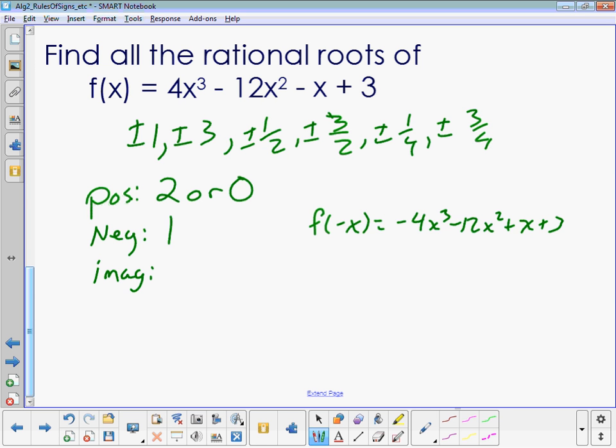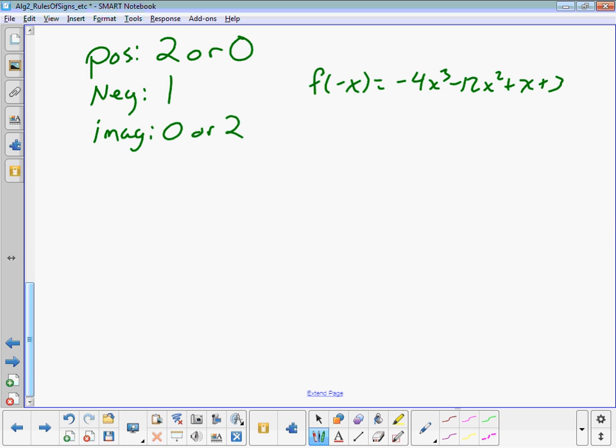Well, 2 and 1 gives us 3, which accounts for all 3 of the total. And 1 and 0 gives us 1, which means there could be 0 or 2 imaginary roots for this particular guy. Okay, so those are all the quick finds there. We know how many roots we have to look for. We have all our possible roots. Now let's see, what's the highest value we can go with?